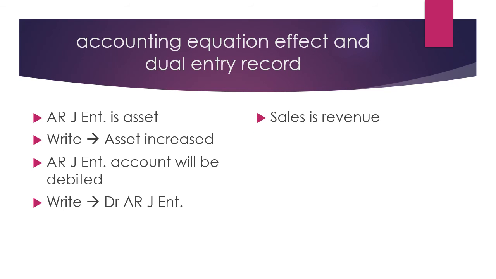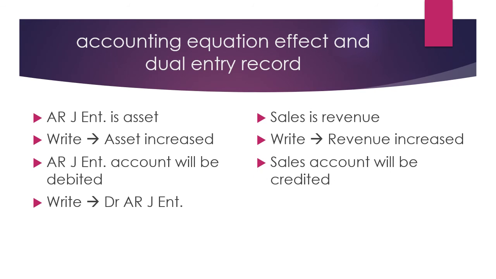The sales is revenue because we sell off to the customer. Sales is revenue, so you will write revenue increased as the accounting equation effect. And the dual entry record is that the sales account will be credited, because if you again refer to the other clear formula table, whenever revenue increased, that particular account needs to be credited. So the sales account will be credited. So you write CR sales.